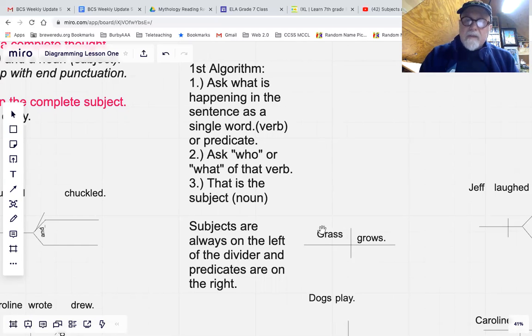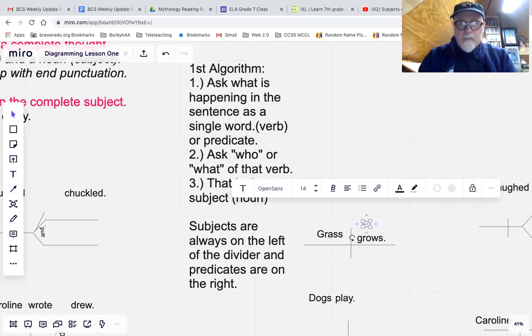So in the sentence, grass grows, the first thing you'll notice is that there's action going on. The action that's going on is growing, something that the grass does. So growing is the complete predicate. The word grows. It's a short sentence, so it's the complete predicate. Over that, I will put the little letter P for predicate. It's really little, so I need to make that bigger. There you go. So that's the predicate.